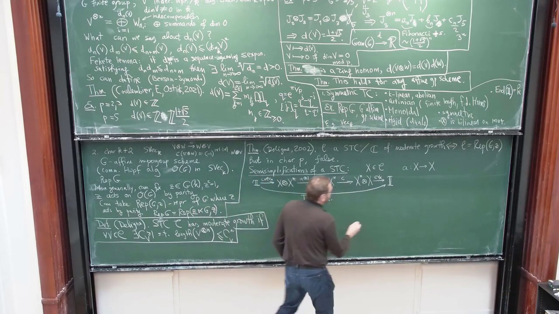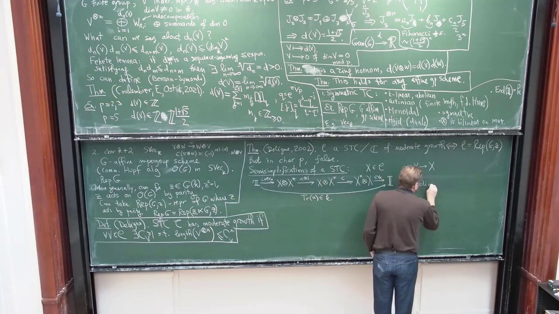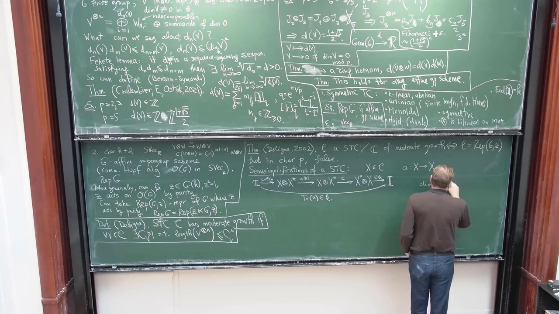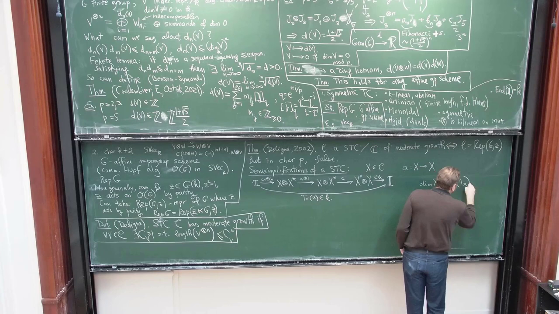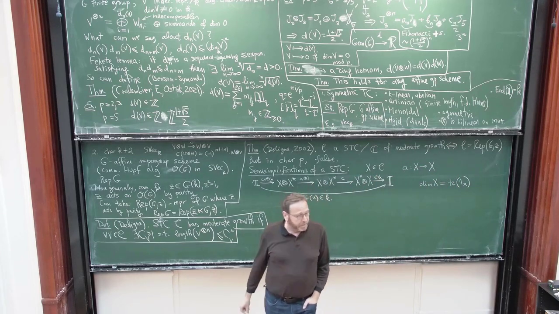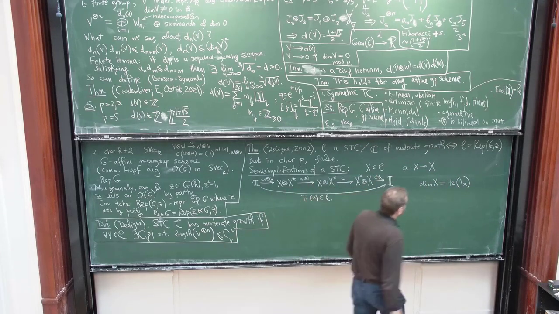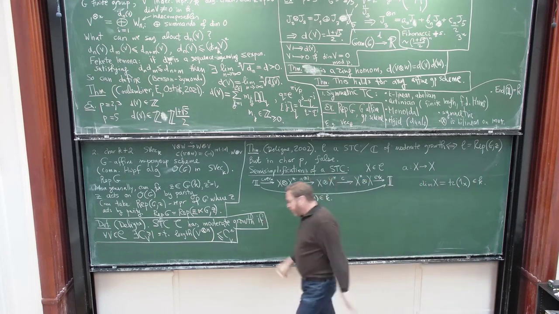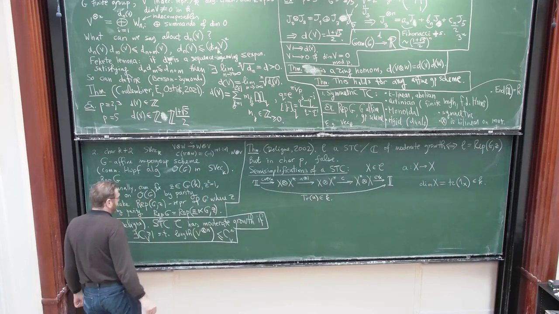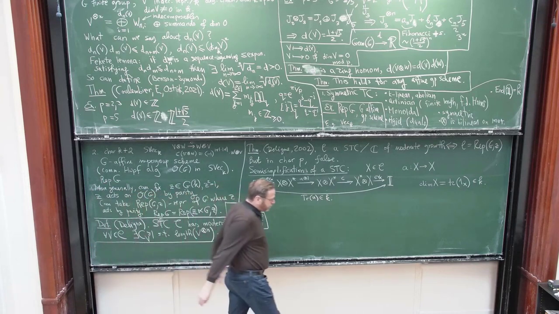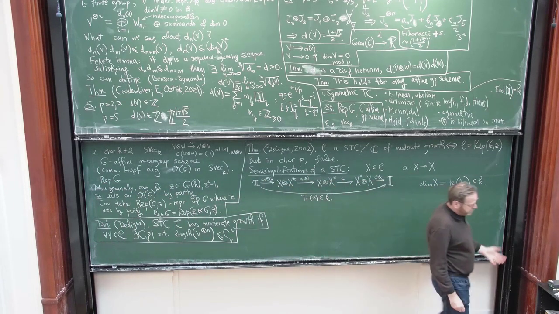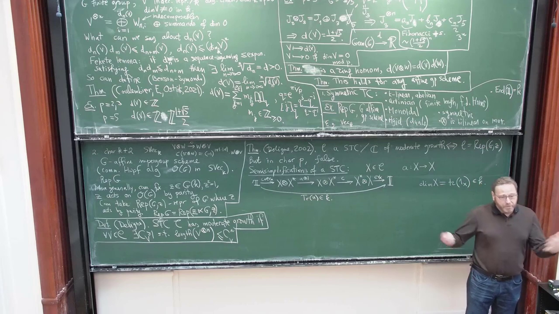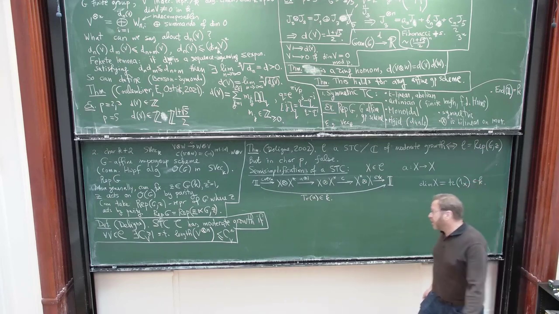And then there is also a notion of dimension of X, which is the trace of the identity map from X to itself. And that's an element of k. And again, for usual representations, it's the usual dimension regarded as an element of k, and for super representations, that's the superdimension, which is the dimension of the even part minus the dimension of the odd part regarded as an element of k.